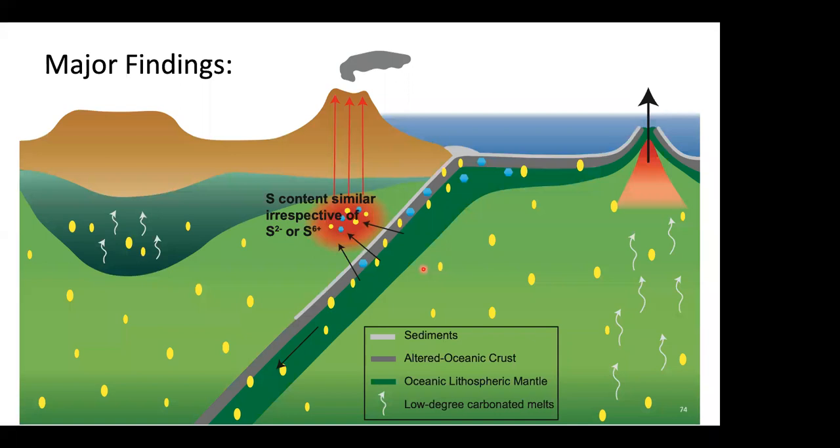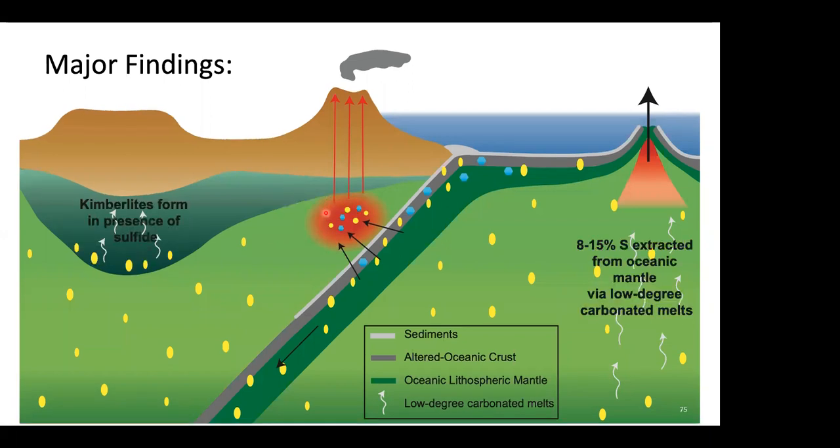Now, to put together both parts of my talk, the major takeaways are: in the mantle wedge of subduction zones, a similar amount of sulfur is expected to be extracted, irrespective of whether the mantle wedge stores the initial sulfur as sulfide or sulfate. Beneath mid-ocean ridges in the oceanic mantle, 8 to 15% of the sulfur can be extracted by low-degree carbonated melts. And beneath cratons in the continental mantle, kimberlites are thought to be formed in the presence of a sulfide phase, and it's a carbonate-induced melting.